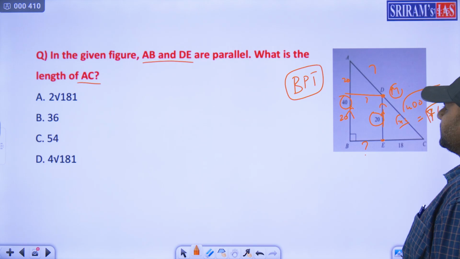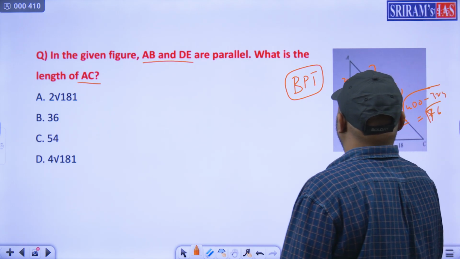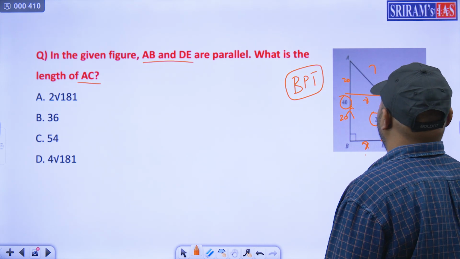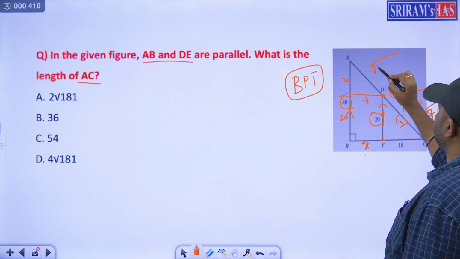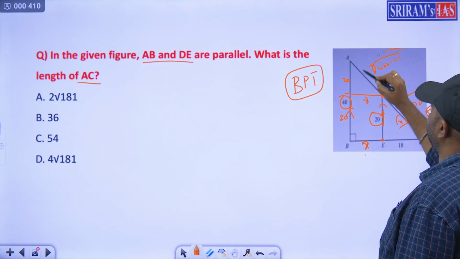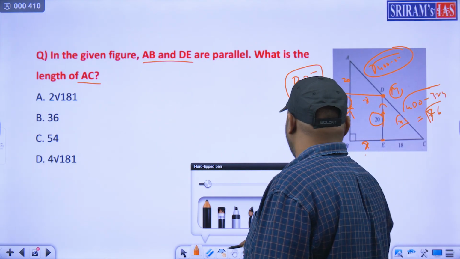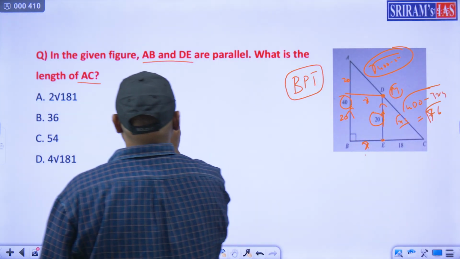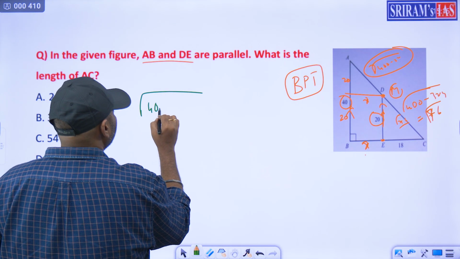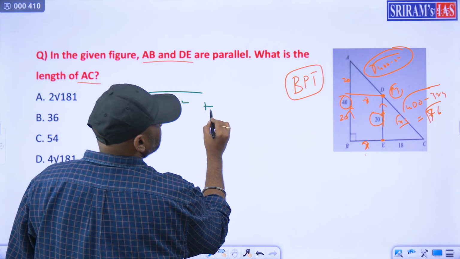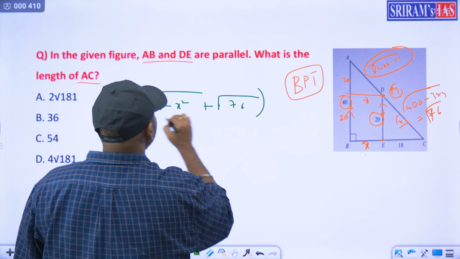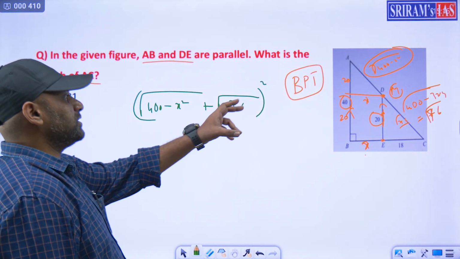So, if this is root 76 and this part we have to find out. If this is x, this will also be x. So, from here we can find out this is nothing but root of 400 minus x square. That is a basic thing that we have to look into. So, we need to find out root of 400 minus x square plus root of 76 whole square. This is what you have to find out from the given logic.